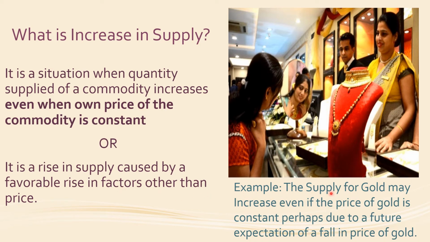For example, the supply of gold may increase even if the price of gold is constant, perhaps due to a future expectation of a fall in the price of gold. So the suppliers of gold will be very eager to sell now in the present when the price of gold is pretty high, because they expect that in the future there may be a fall in the price of gold, and at that time they will be less willing to supply more. So now itself they are ready to supply more gold at the existing price.